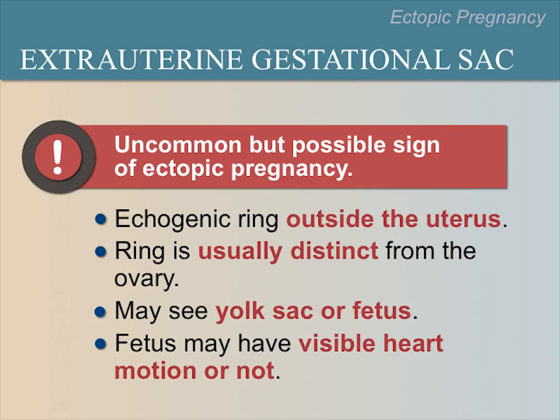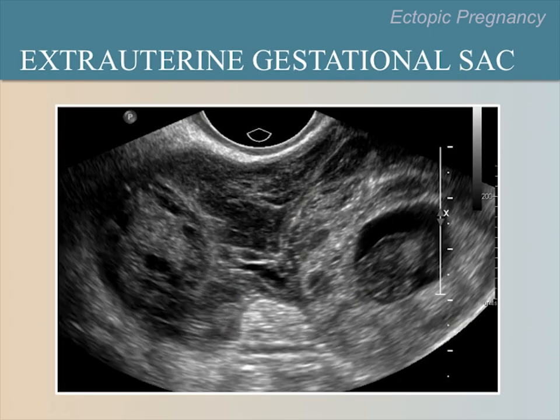Sometimes you might identify a gestational sac outside of the uterus. This is called an extrauterine sac. It is an uncommon but possible sign of an ectopic pregnancy. Usually, you will see an echogenic ring outside the uterus that is distinct from the ovary. You may also see a yolk sac or fetus in the ectopic pregnancy. The fetus itself may have visible heart motion or not.